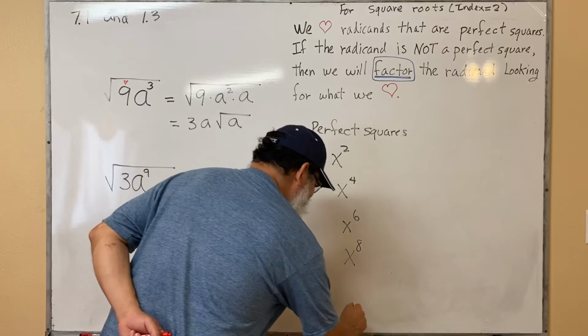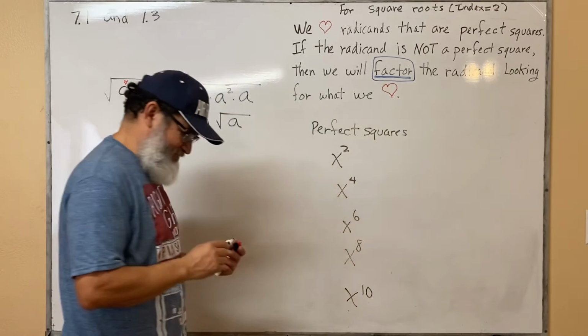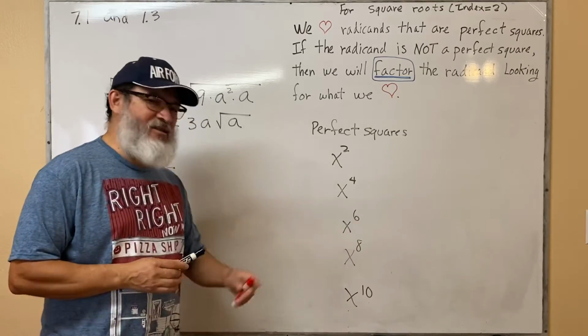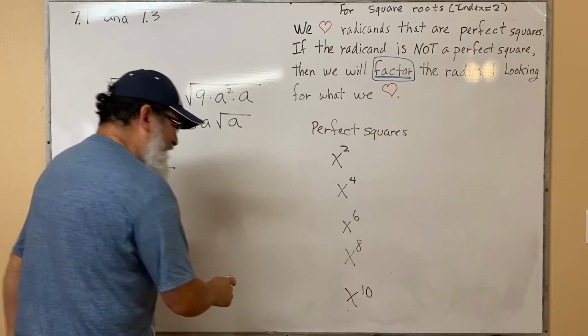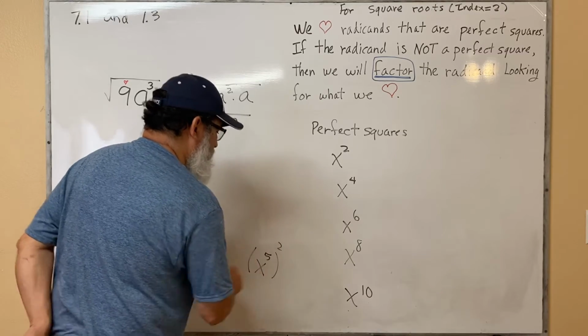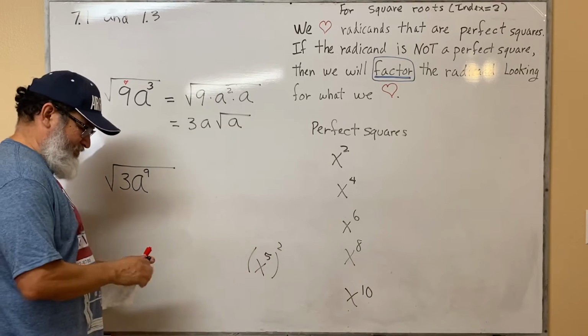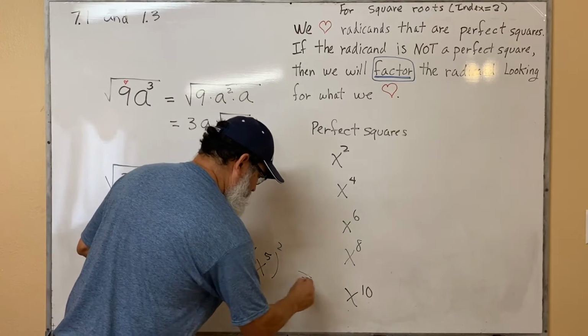What's next? X to the 10th. X to the 10th is a perfect square. Why? Because x to the 10th is x to the 5th quantity squared. That's x to the 10th. Okay?